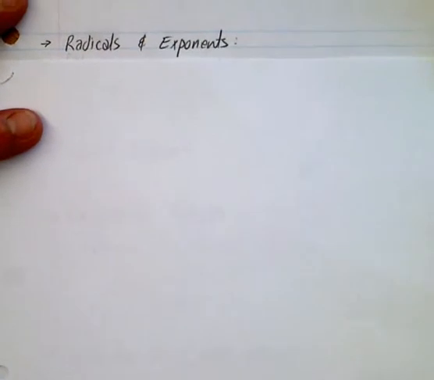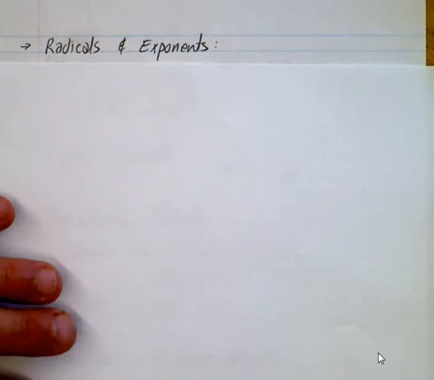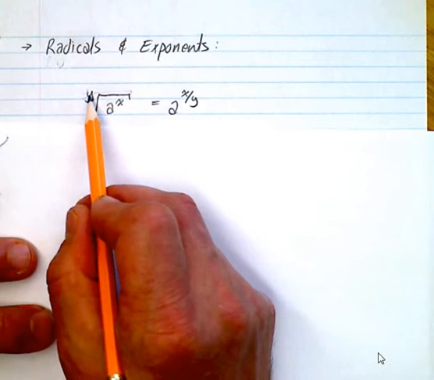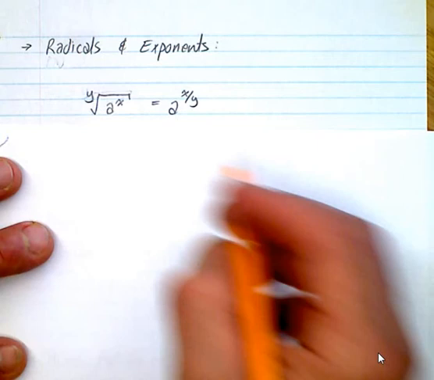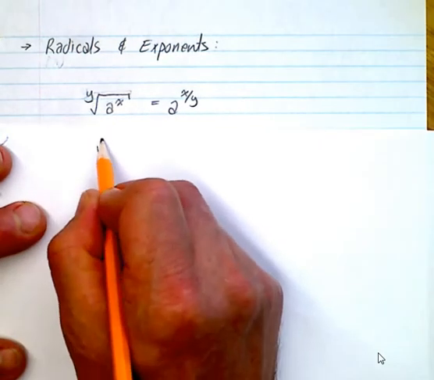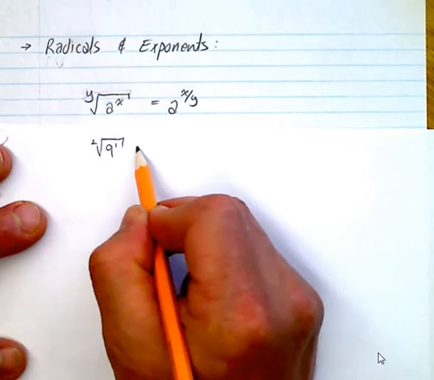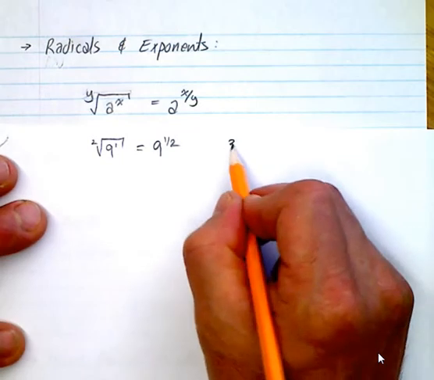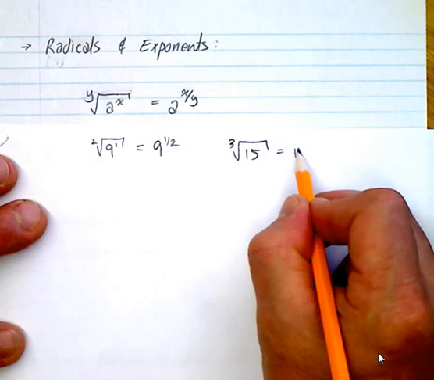So radicals and exponents. Hopefully you understand that they are intrinsically related. They are essentially the same thing, okay? If we have the index y, a to the power of x, we can rewrite this as a to the power of x over y. What this means is that if I have the square root of 9, there's a 1 here, because there's always one, and there's a 2 here, so this is equal to 9 to the power of 1/2, okay? If I have the cube root of 15, that's going to be 15 to the power of 1/3.